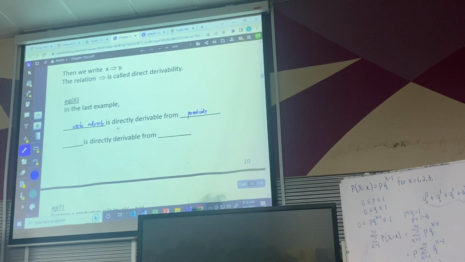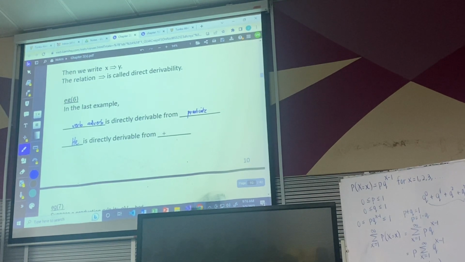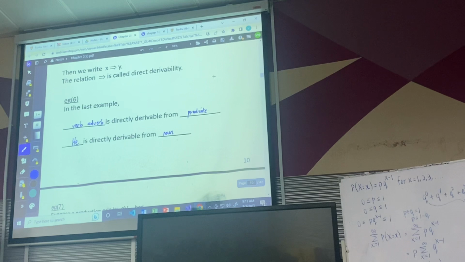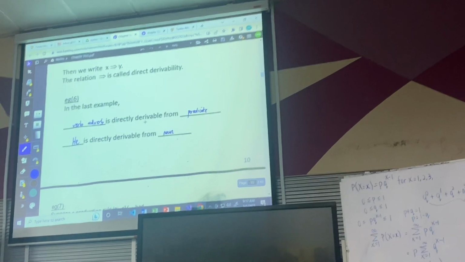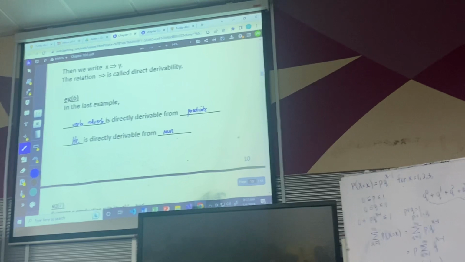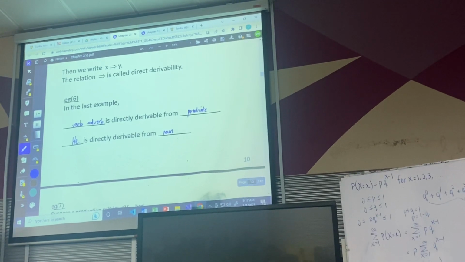What else? Put the word for key, you get from where? You can put other examples also. Maybe you can say carefully is directly derivable from adverb, and so on. So these are the one-step substitutions.